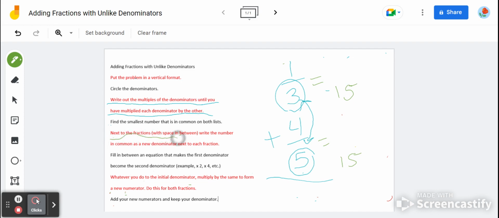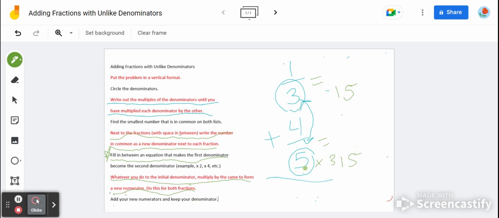So next to the fractions, I just wrote the number in common as a new denominator, okay? Now I need to fill in that equation. This is the part that a lot of kids might want to skip, or they'll figure out, oh, I times this by 3, and they'll put 3 as the new numerator. No, we need to fill in the equation, okay? So do not skip this step. Fill in between an equation that makes the first denominator become the second denominator. And whatever you do to the initial denominator, do the same to the numerator.